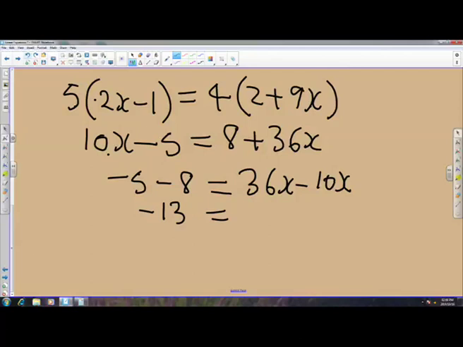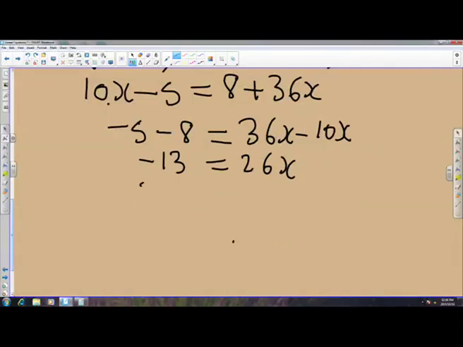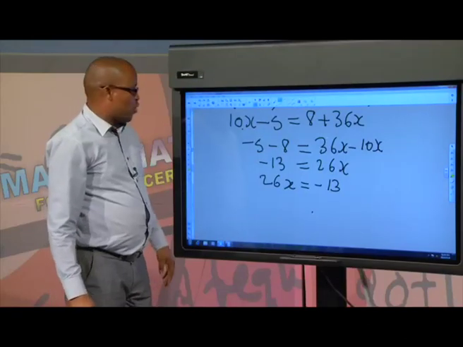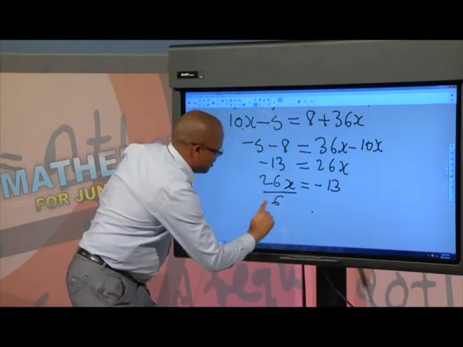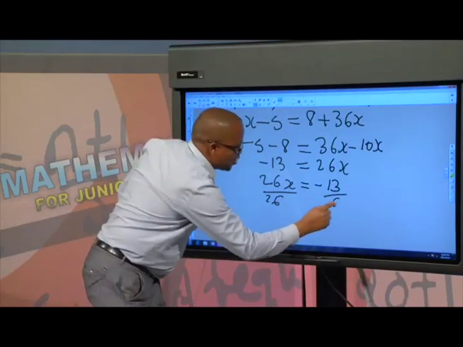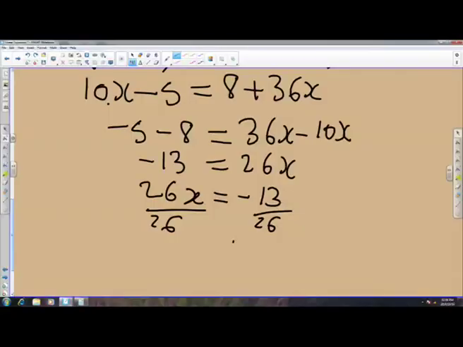This is 26x. So what we are simply saying here is 26x is equal to negative 13. Now, remember we are solving for x. So we are going to divide both sides by 26. Divide here by 26. 26 here once, 26 here once.